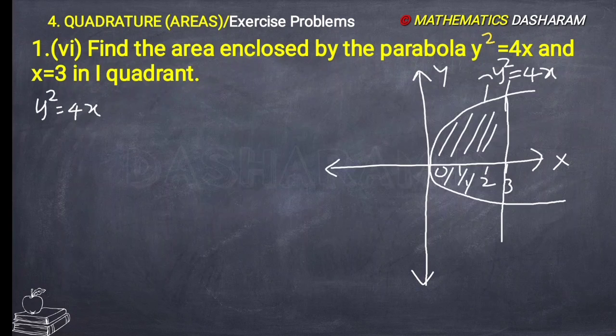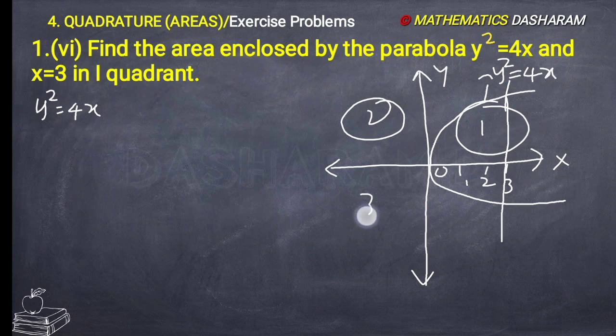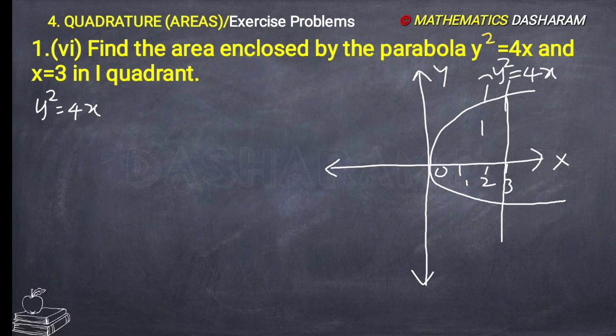But in the question he mentioned very clearly that we should find the area which is bounded by x equals 3 in the first quadrant. Quadrant means, yeah, this is the first quadrant, this is the second, this is the third, this is the fourth quadrant. So that is why we need to shade only this portion. This is the area we have to find out.